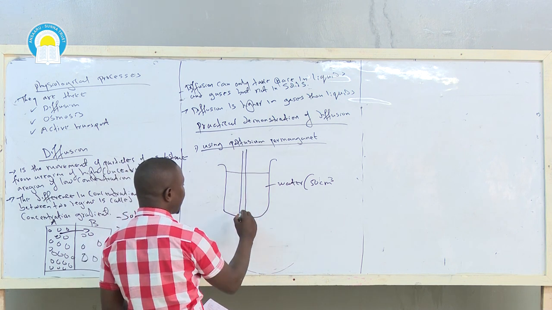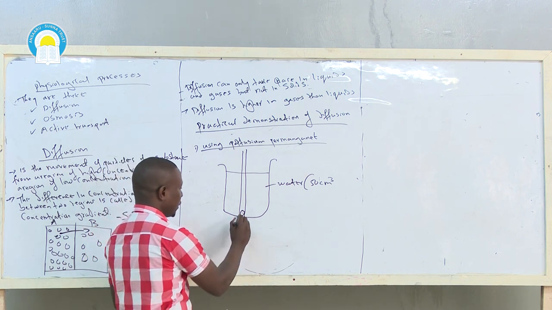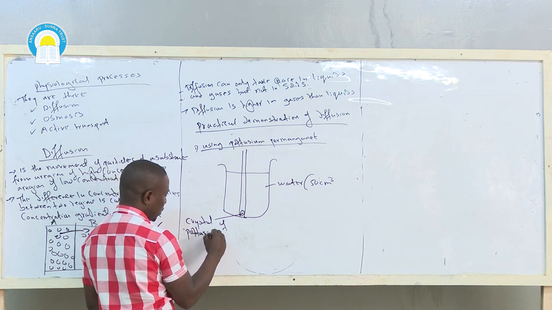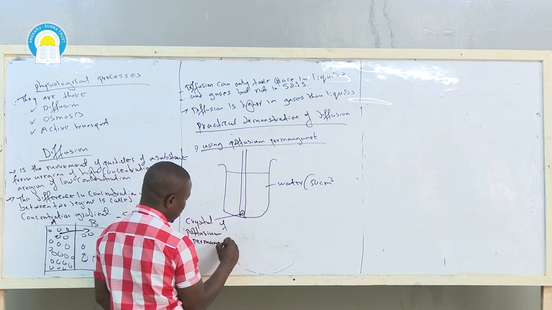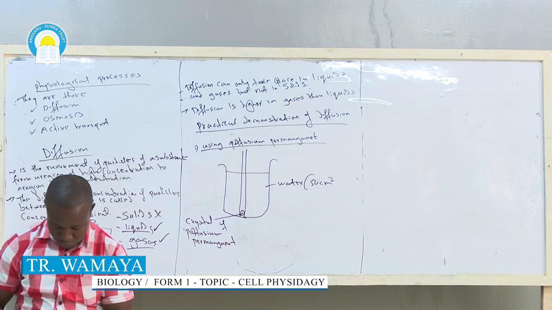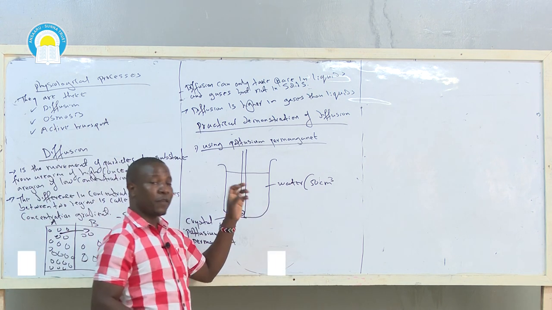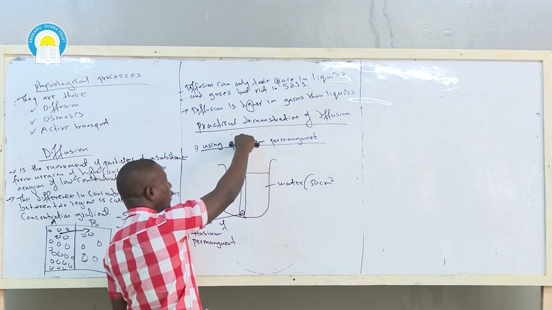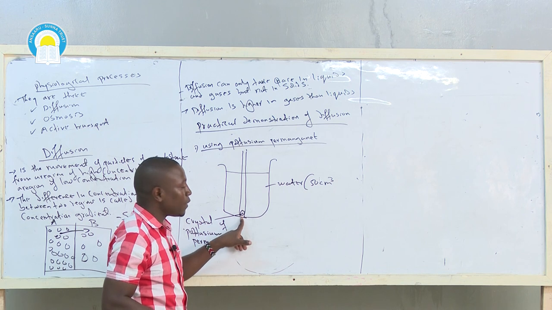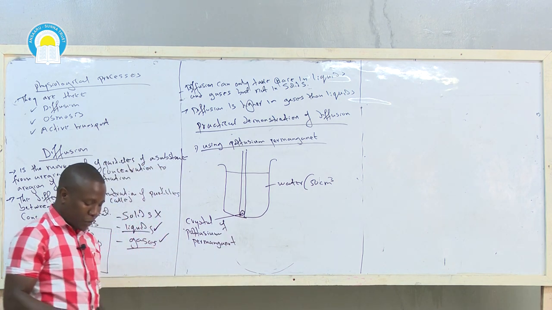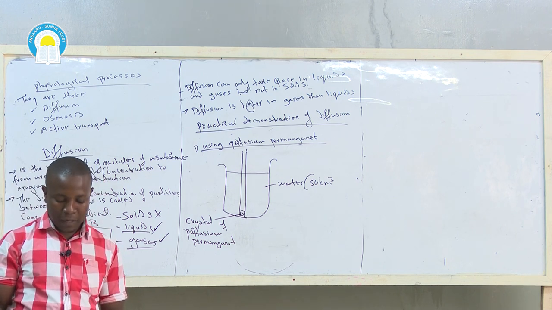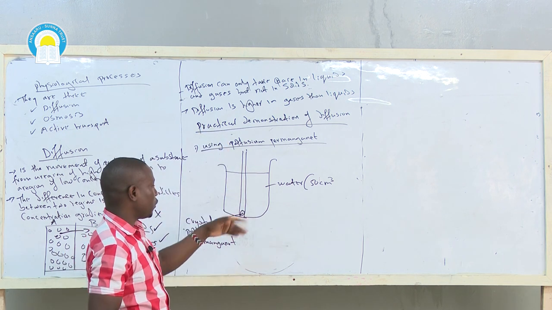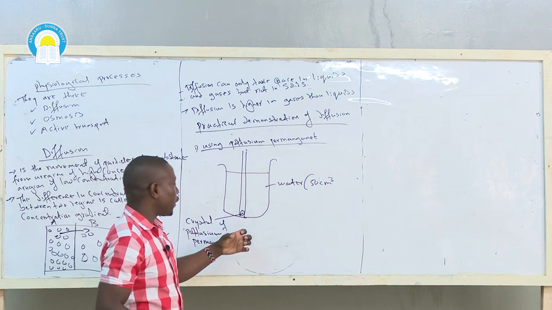Then you drop the crystal of potassium permanganate. So here we have 50 cubic centimeters of water and a glass tubing or straw. The straw is only used to drop the crystal so that it can go to the base of the beaker. Number three, carefully remove the straw or tube without disturbing the crystal.